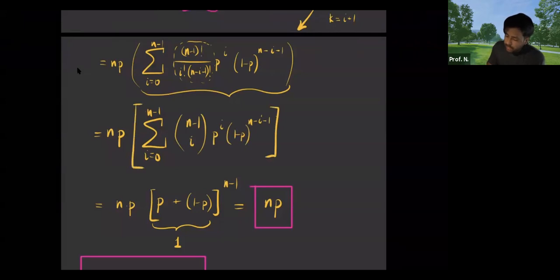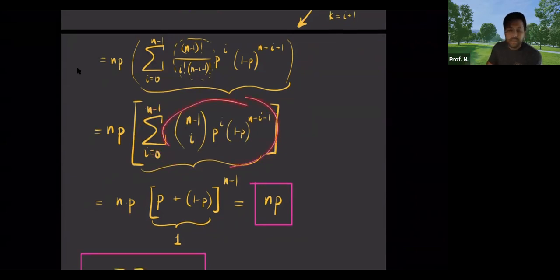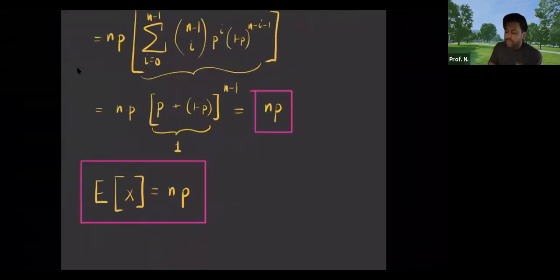And this here is as if you're summing up the probabilities of a binomial random variable that goes from 0 to n minus 1. This is exactly the same thing. And so this summation is the binomial theorem being applied to the n minus 1 power. So p plus 1 minus p to the n minus 1 is 1. So that's why the expected value of a binomial distribution is n times p.